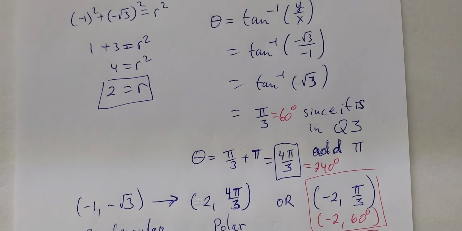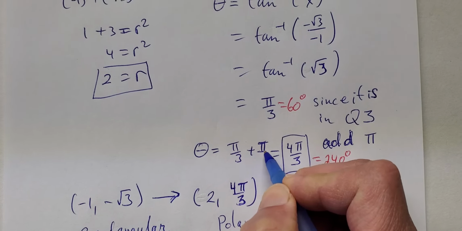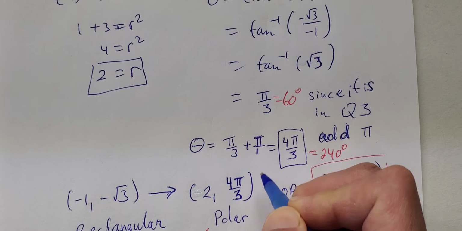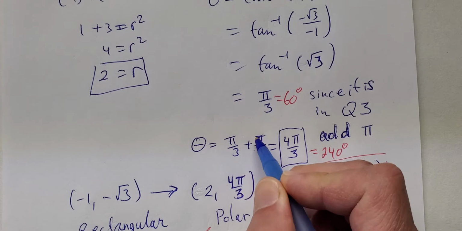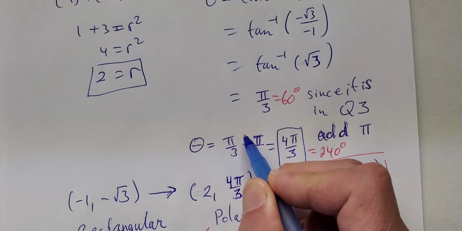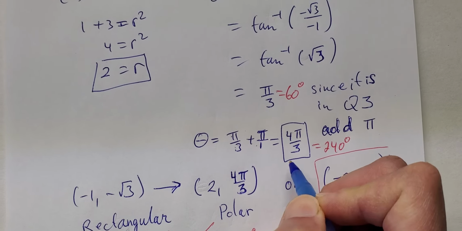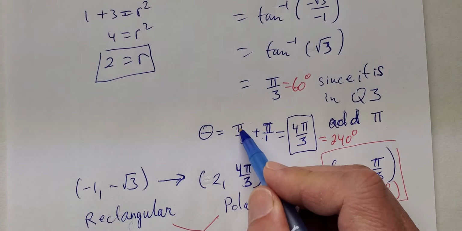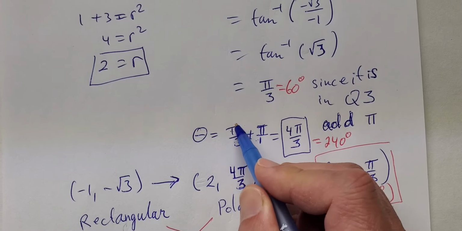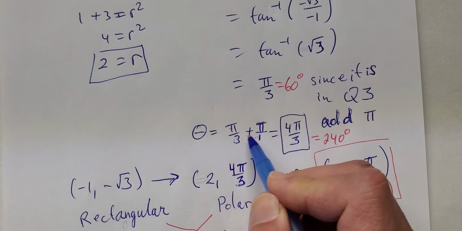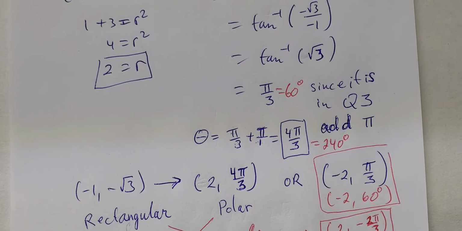Okay. Now, how do I get 4 pi over 3? So just pretend that there's a 1 underneath here. Okay. Cross multiply. Pi times 1 is pi. 3 times pi is 3 pi. So 1 plus 3 pi, 4 pi. And then 3 times 1 is 3. Okay, so one more time. Cross multiply. Pi times 1 is pi. 3 times pi is 3 pi. So 1 plus 3 gives me 4. And then 3 times 1 will be 3. Okay, so which is 4 pi over 3.